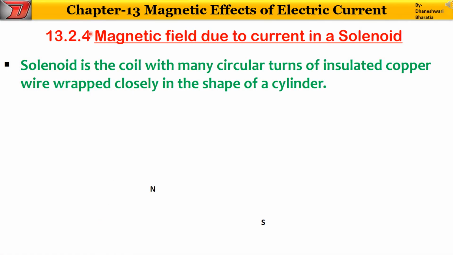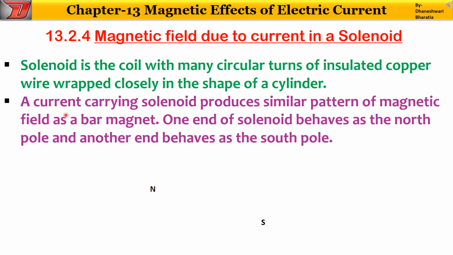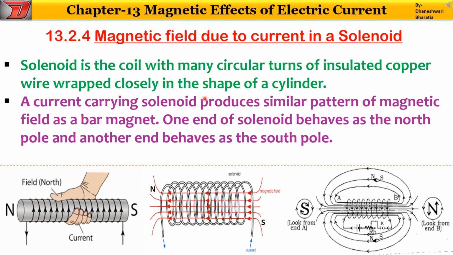Now let us discuss the next part, magnetic field due to current in a solenoid. Now what is a solenoid? It is a coil with many circular turns of insulated copper wire wrapped closely in the shape of a cylinder. यानी एक सिलेंडर के शेप में आपको जो कॉपर के वायर हैं, इंसुलेटेड कॉपर वायर हैं, उसके बहुत सारे टर्न्स बनाने हैं, right, and that will give you the solenoid. Okay, a current carrying solenoid produces a similar pattern of magnetic field as a bar magnet.